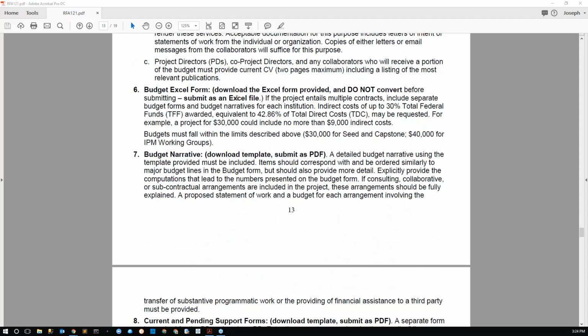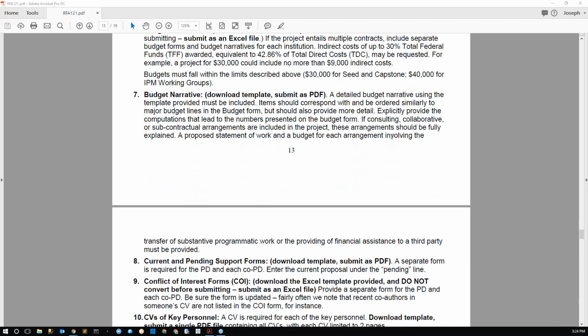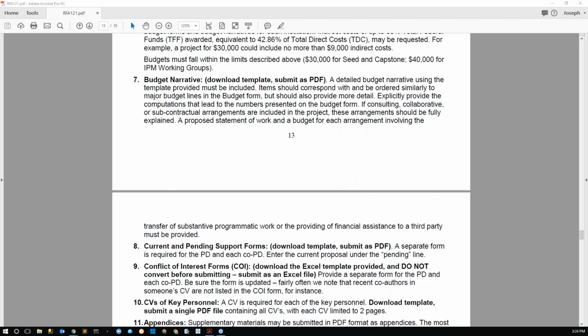That 30% is total federal funds. So you have to work with your grants office to figure out if they're looking at modified total direct or total federal funds. Both those rates are in here. 30% total federal funds is equivalent to 24.86% total direct cost. So work with your grants office to help figure that out, or contact us if you have any questions. The budget narrative, which is just the explanation of where those funds are going.